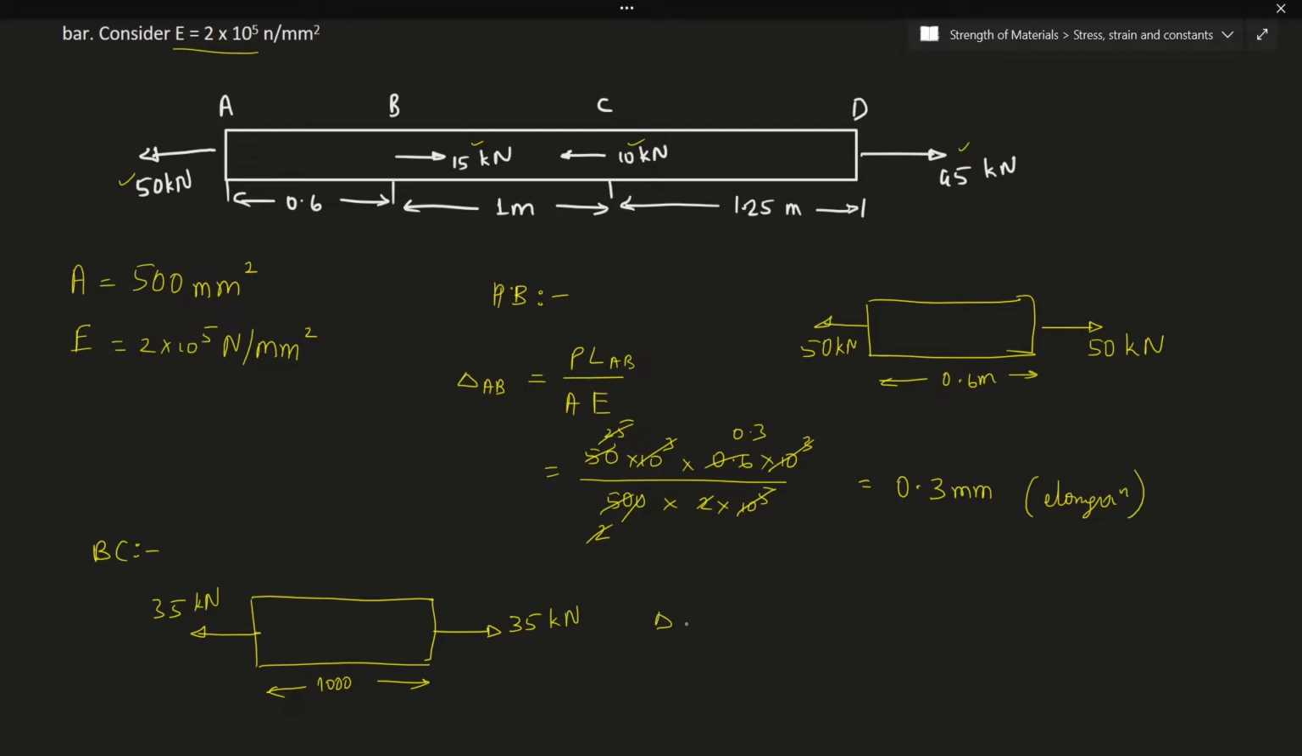Let me calculate delta BC here. That is P into L BC divided by AE. If I directly substitute, I have 35 into 10 to the power of 3 into 1000, that is 10 to the power of 3, divided by 500 into 2 into 10 to the power of 5. If I simplify this, I get 0.35 mm as the answer. Again, this is also elongation.